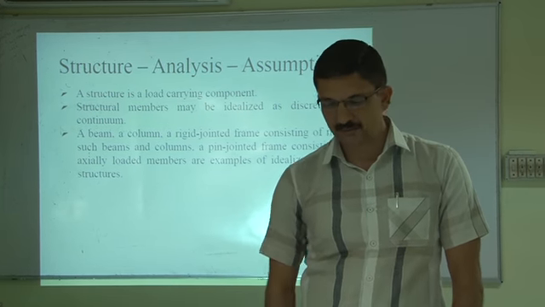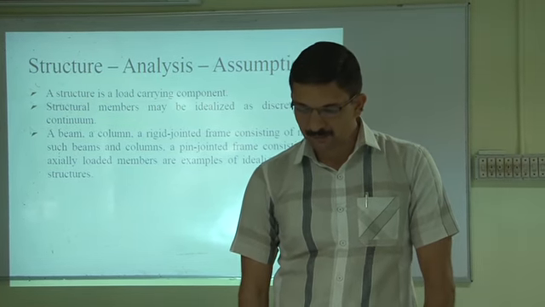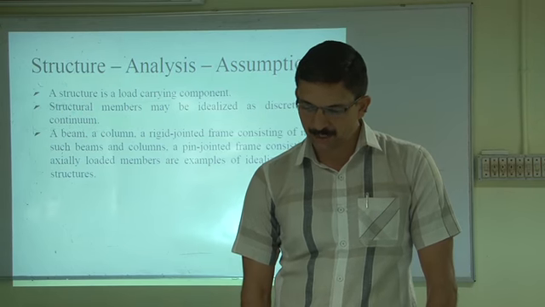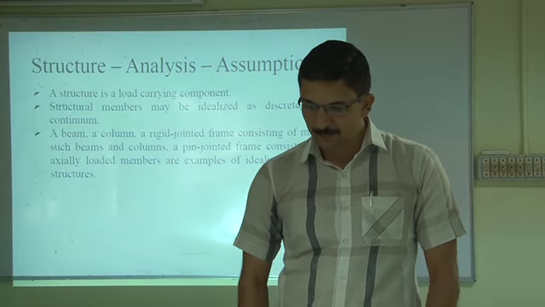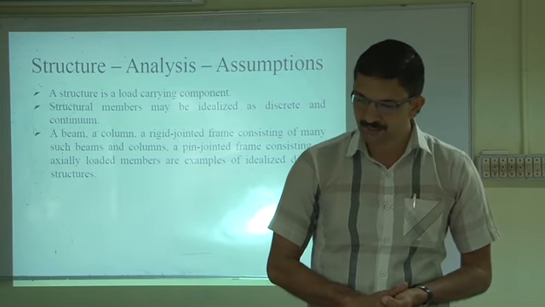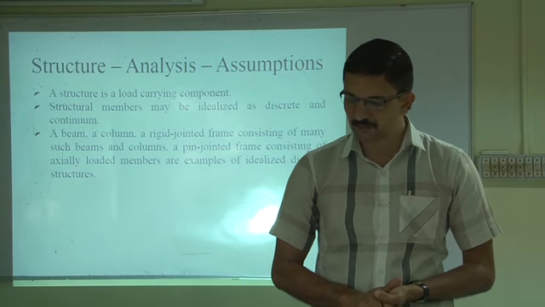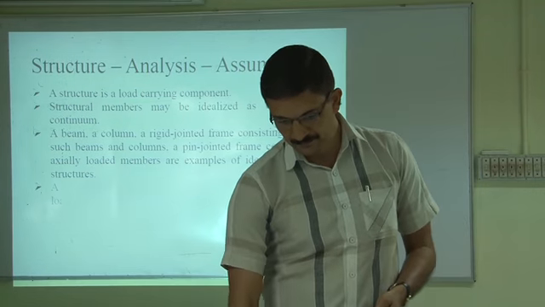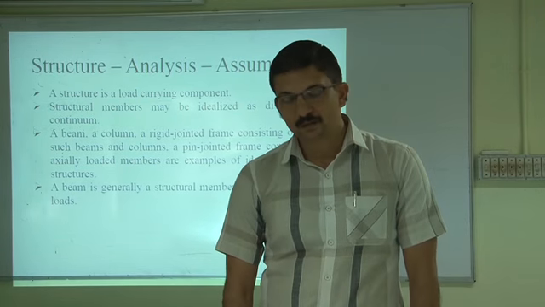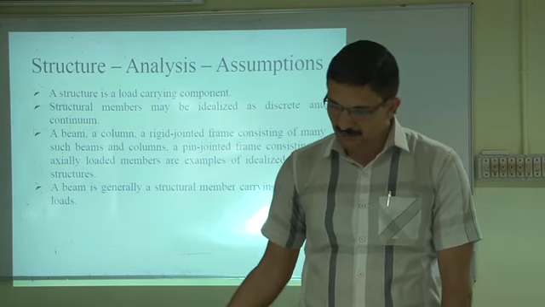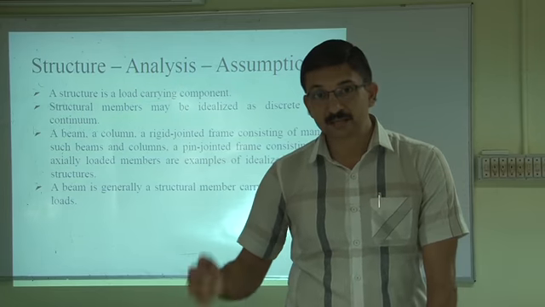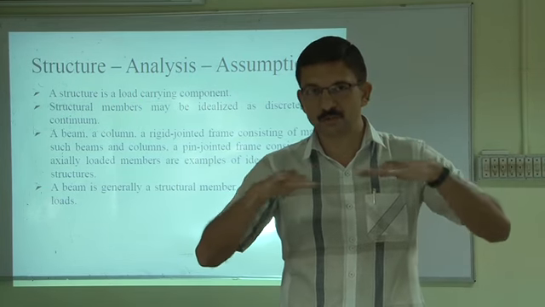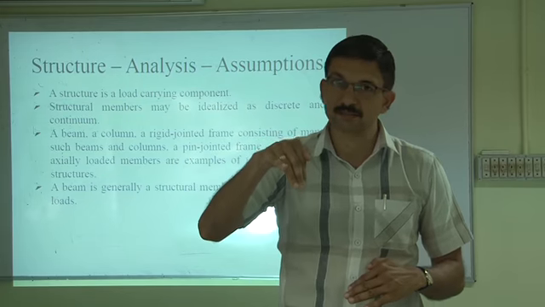As given here, a beam, a column, a rigid jointed frame consisting of many such beam and column elements, a pin jointed frame consisting of axially loaded members are examples of idealized discrete structures. A beam is generally a structural member carrying transverse loads. A beam would generally be horizontal, and the loads are going to be vertical. That is an example of a beam.